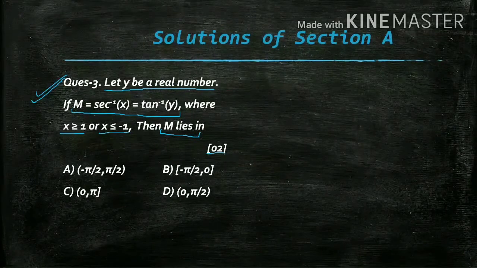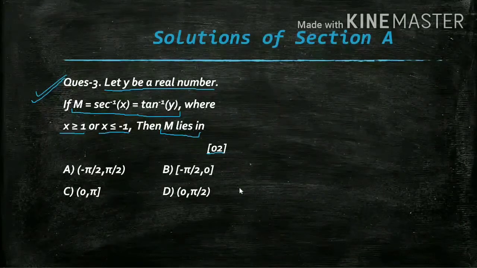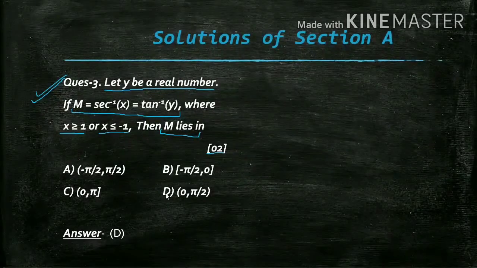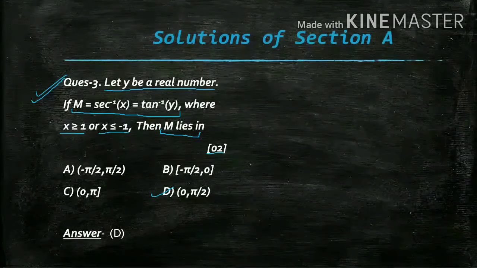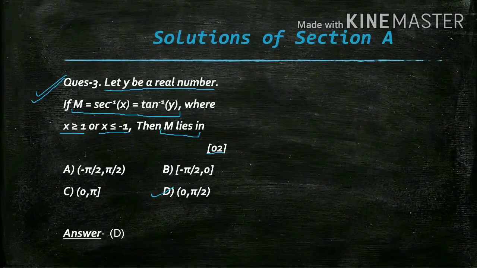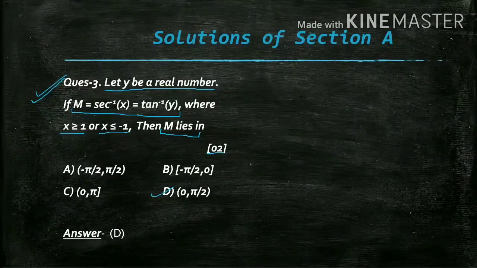It's just a 2 marks question, but it's a tricky one. If you know about the domains and the ranges, then you can easily do it. So let me tell you the answer first. The answer is the open interval 0 comma pi by 2. It's very easy. If I tell you the solution, you will easily see why you should not leave this question, in case you left it. So let me tell you the solution.